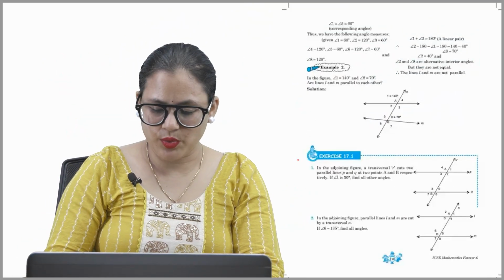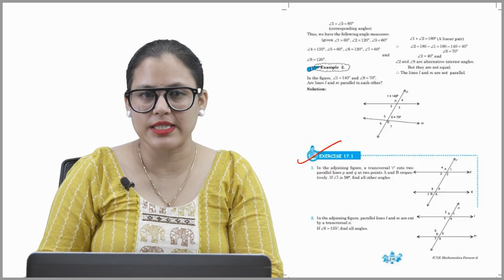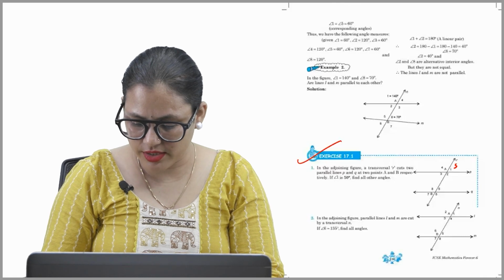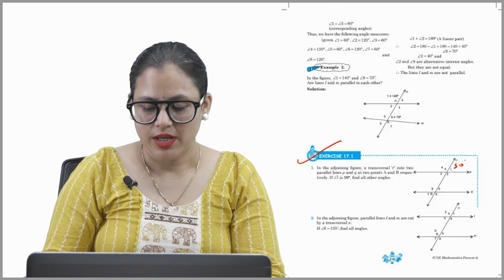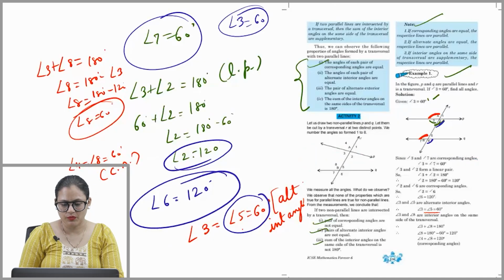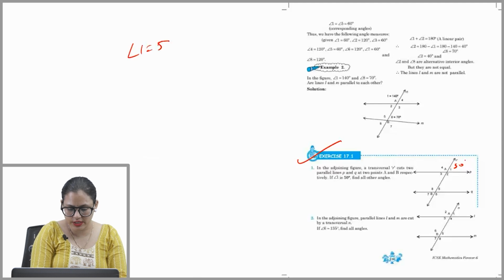Exercise 17.1. In the adjoining figure, a transversal R cuts two parallel lines P and Q at two points A and B respectively. If angle 1 is 50 degrees, find all other angles. Okay. This question is similar to this example, similar to example 1, right? So let's do it. Angle 1 is given 50 degrees.